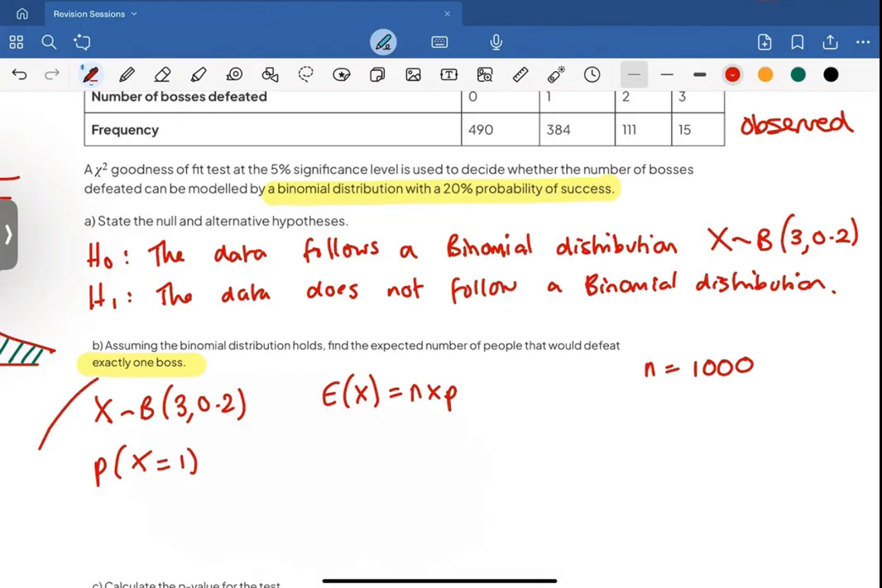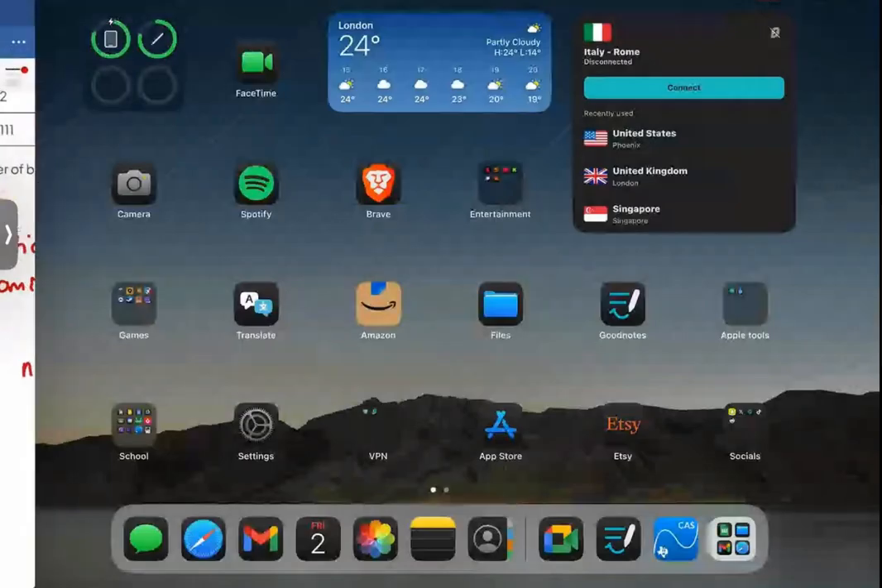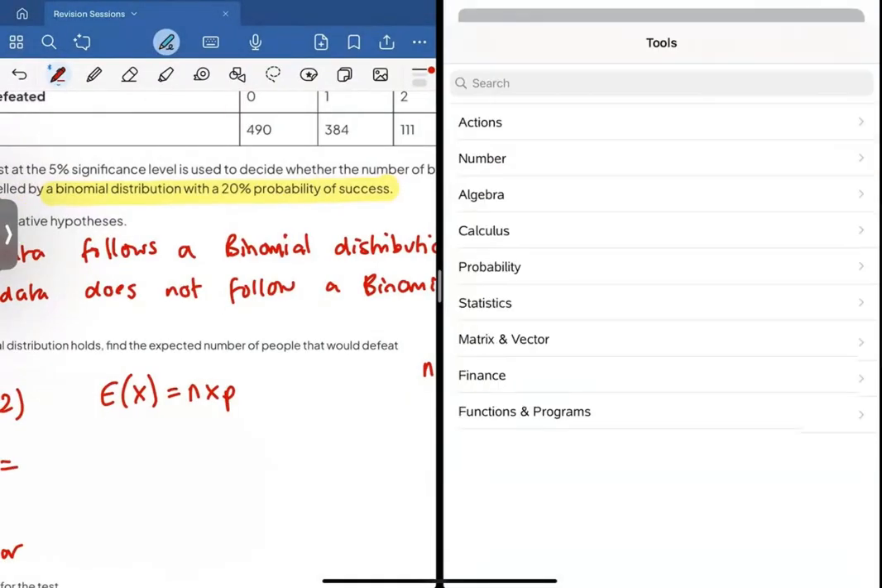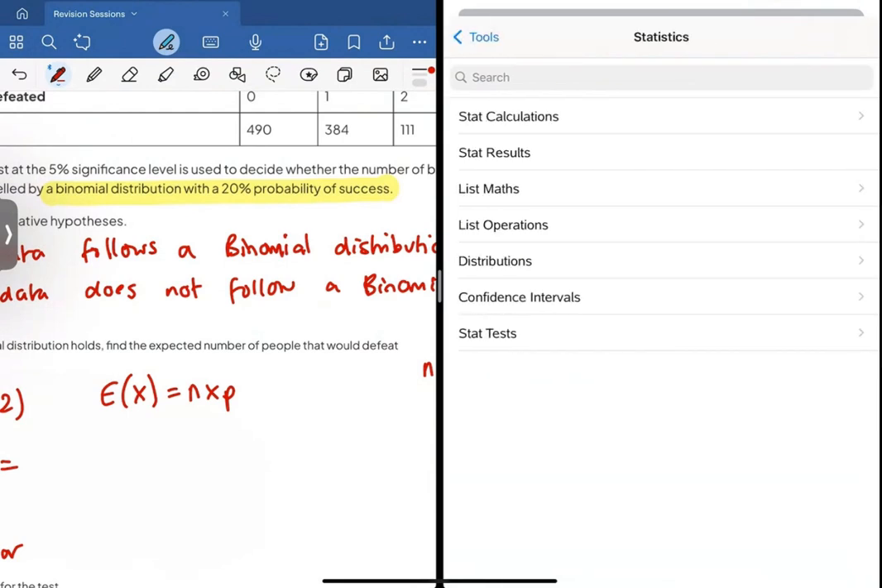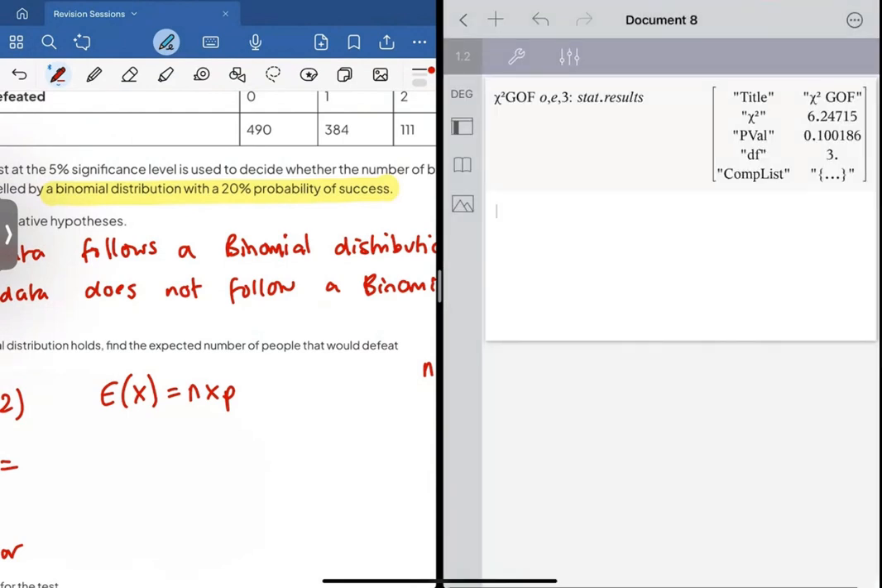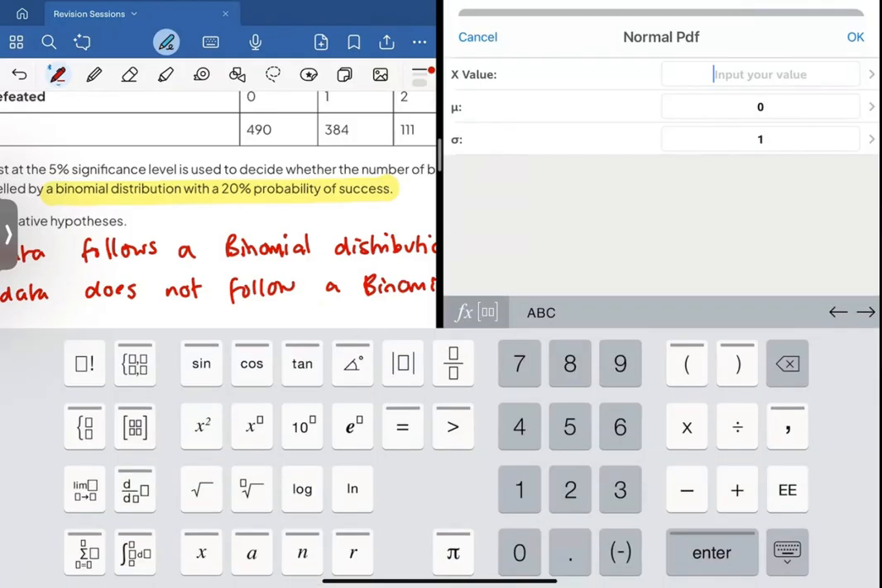So because it says exactly, it's not like 1 or less or 2 or more bosses. I know that that's going to be binomial CDF. Sorry, PDF. I like to think about P meaning particular. So it takes on a specific particular value. So let's work that out using our calculator. Okay, so I would like to go to statistics, distributions, binomial PDF, and my X value is 1 boss.